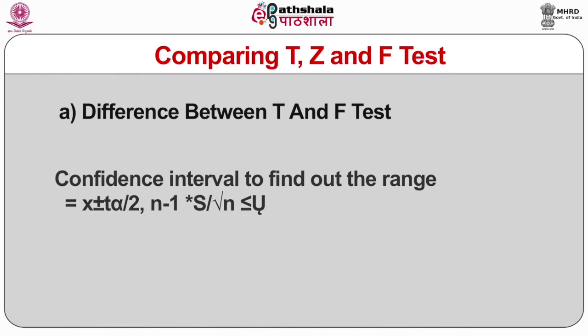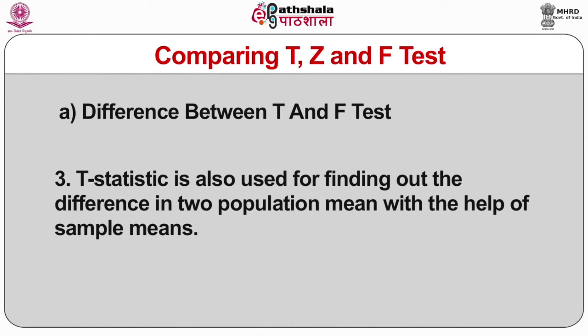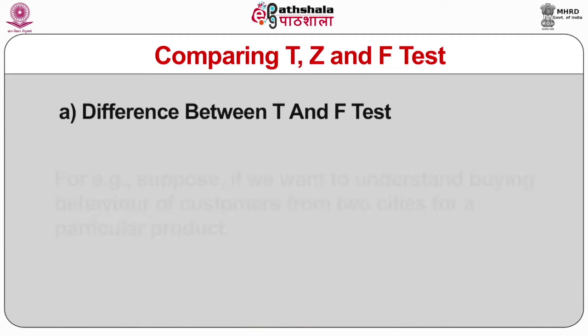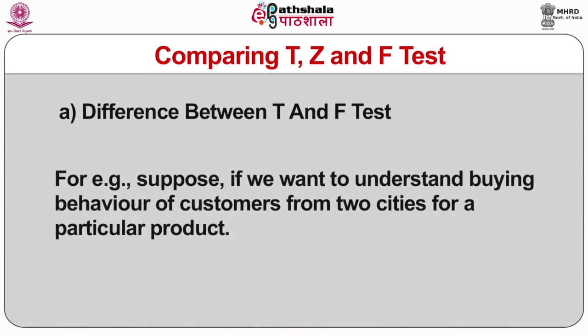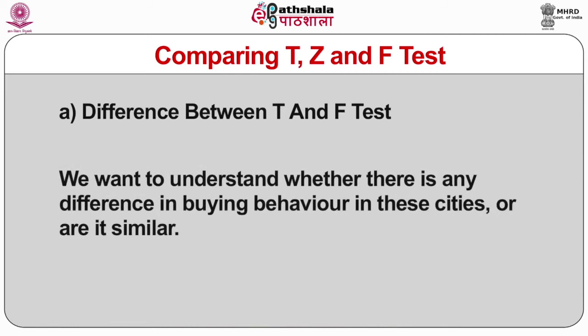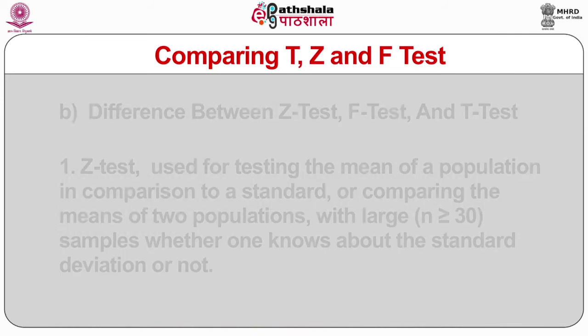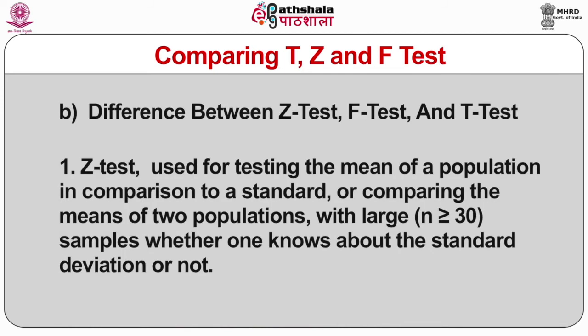Third, the T statistics is also used for finding out the difference in two population means with the help of sample means. For example, suppose we want to understand the buying behavior of customers from two cities for a particular product. We want to understand whether there is any difference in buying behavior in these cities or are they similar. Now, in the next step, you will be able to understand the difference between the three tests: F, T and the Z.